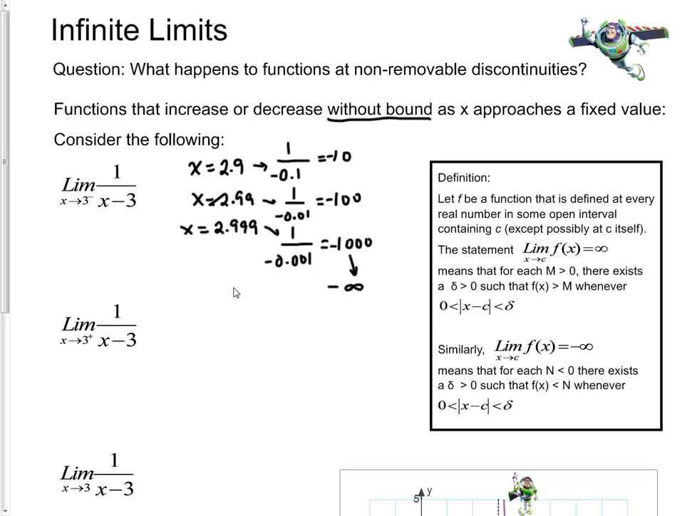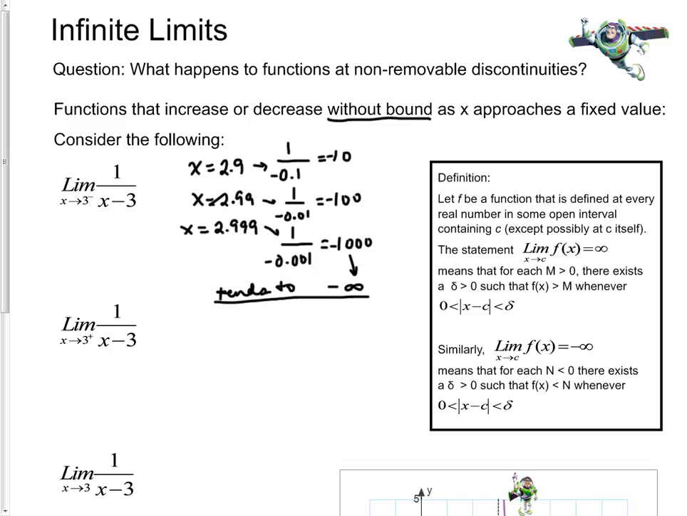We're saying that the function tends to negative infinity as x approaches 3 from the left, right? So this is increasing without bound in the negative direction. This isn't saying that the actual value exists. It's really just to say that as x approaches 3, it increases without bound in the negative direction.